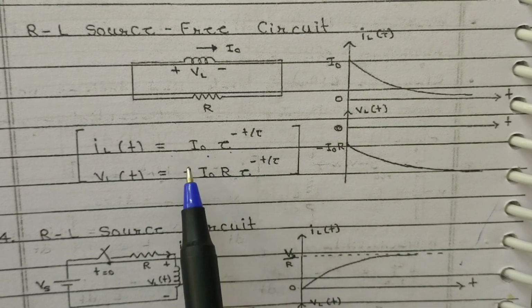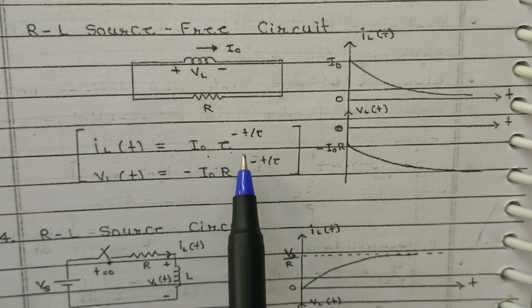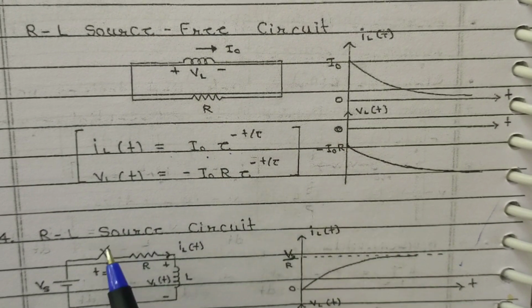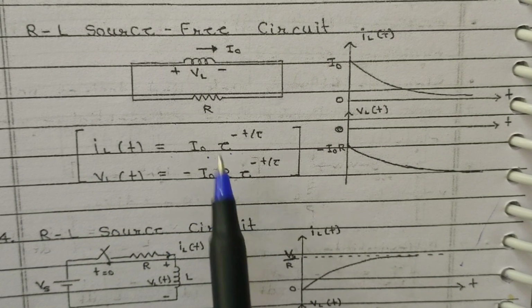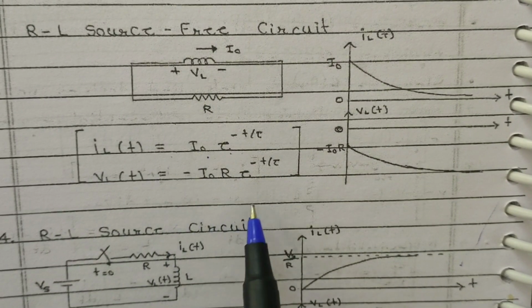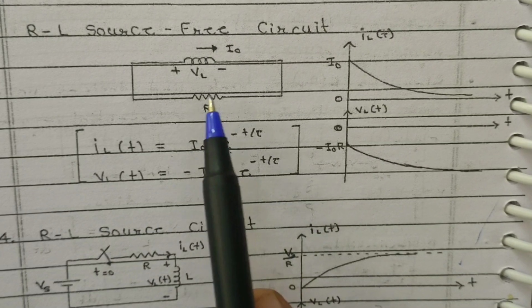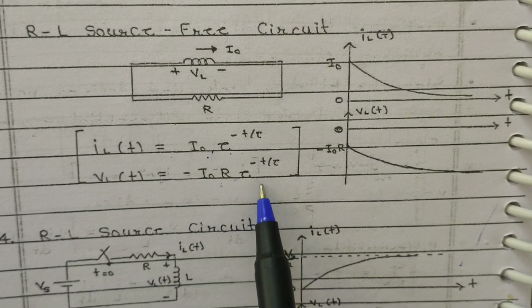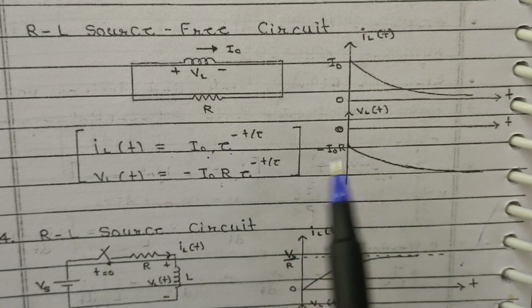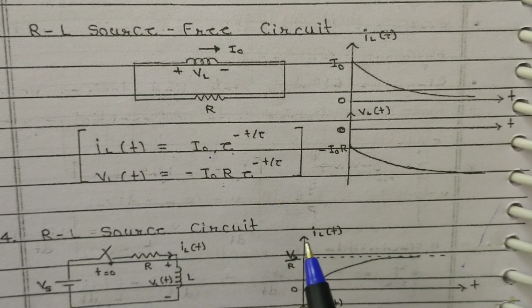This represents that the current is decaying exponentially in the inductor. The voltage is the negative of I0 into R into e power minus t by tau. So VL of t is minus I0 R e power minus t by tau. This is decaying exponentially, with a negative sign.